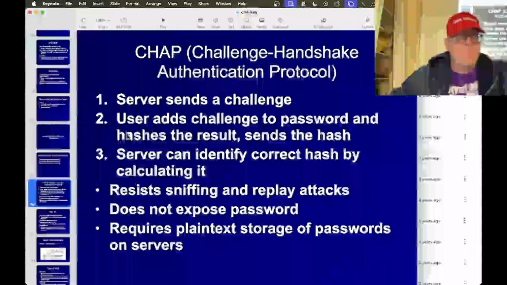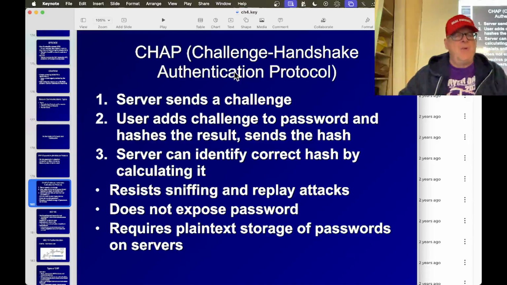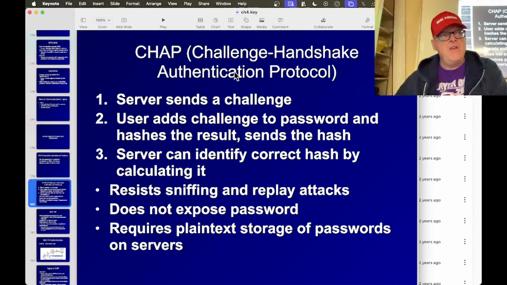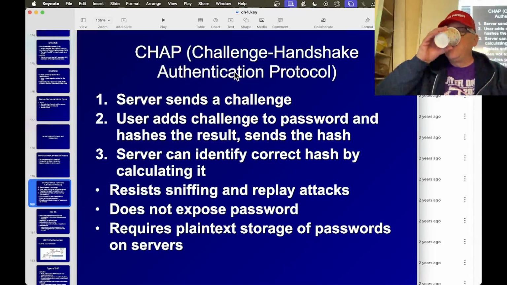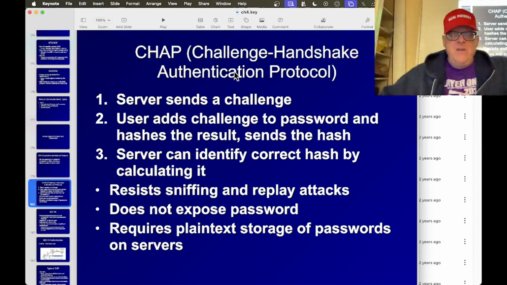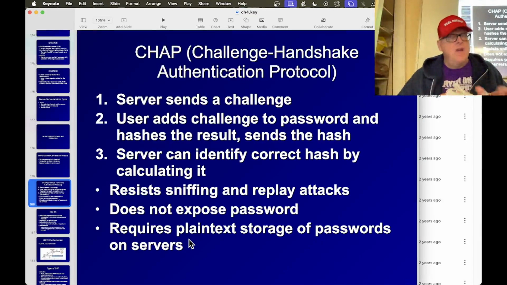All right. CHAP was the improvement. The server would send a challenge. The user will add the challenge to the password and hash it and send that over the network. And that way they can prove they know the password, but they don't directly send the password over the wire. All right, so this is pretty better. It resists sniffing and replay attacks, but it does mean you have to store plain text passwords on the server so it can do that calculation.